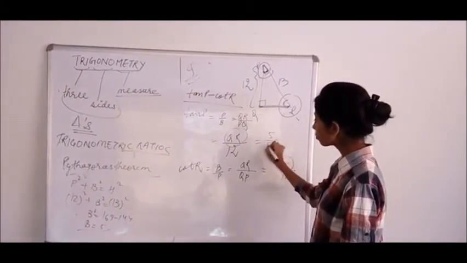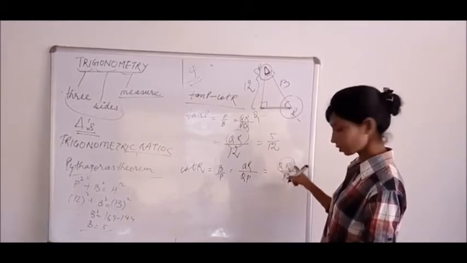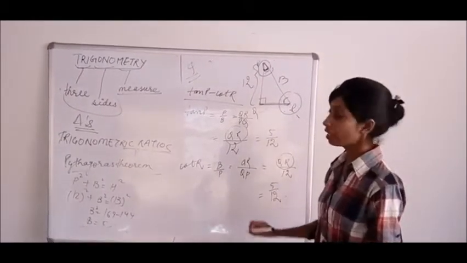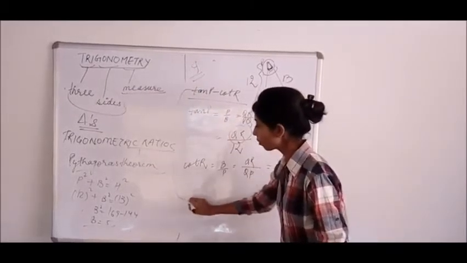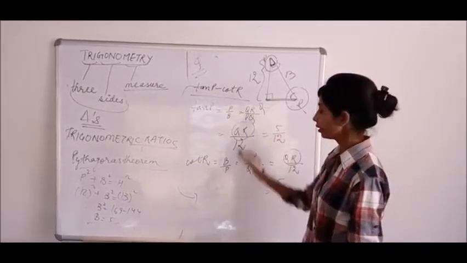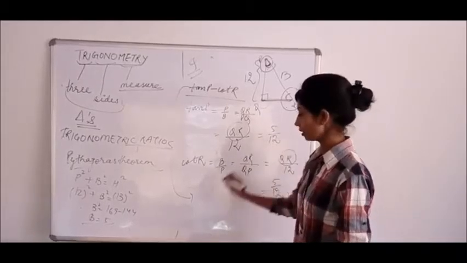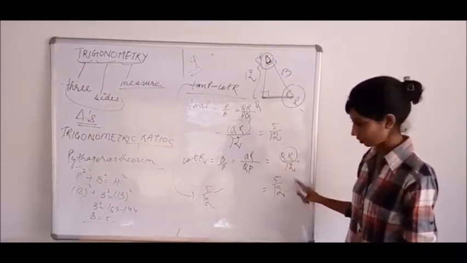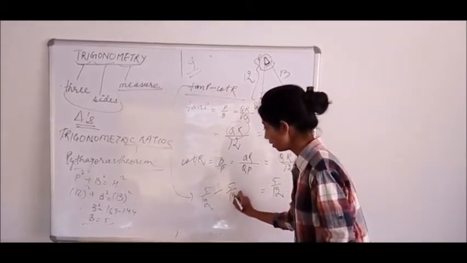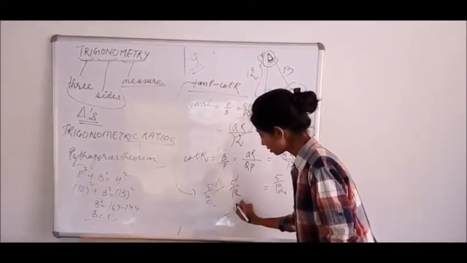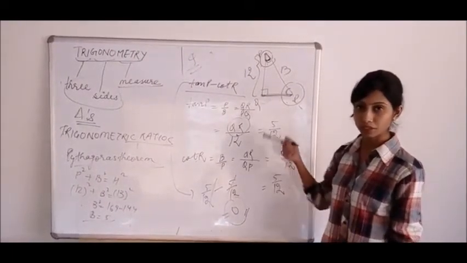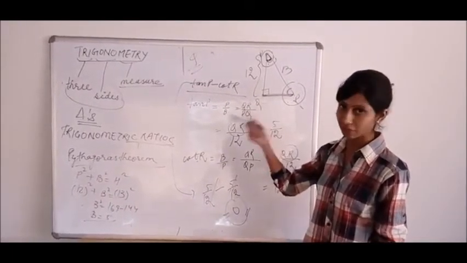So tan P is nothing but 5 upon 12. We have got our QR here also, so cot R is also 5 upon 12. We have to compute tan P minus cot R. Tan P is 5 upon 12 and cot R that we have computed is also 5 upon 12. They cancel each other out and the answer will be 0. This is an example showing how we can compute the base, perpendicular, or the trigonometric ratios.